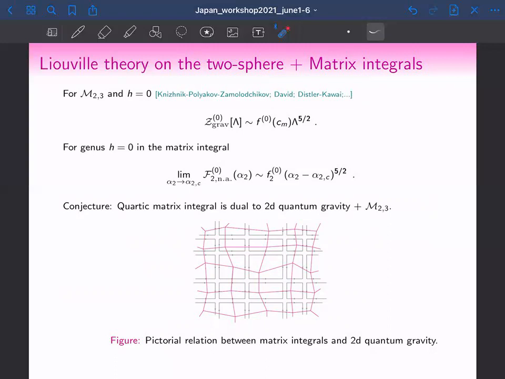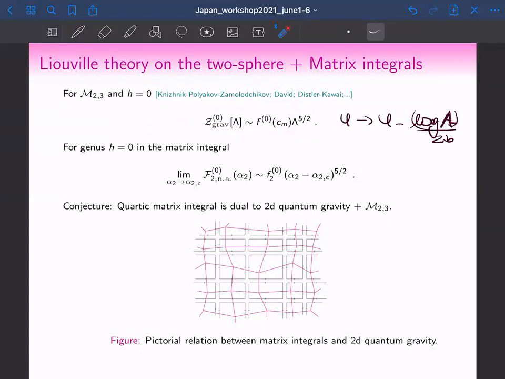So for example, we have for M(2,3), which is the minimal model that has only the identity operator and vanishing central charge. If you're in genus h equal to 0, so if you're on a sphere, then it has been shown that the gravitational path integral on the sphere is of the following form. If we perform the shift phi going to phi minus the logarithm of lambda over 2b, then it has been shown by Distler, David, and Kawai, and Knizhnik, Polyakov, and Zamolodchikov, that the gravitational path integral takes the following form. There's a lambda to the power of 5 over 2 in particular.